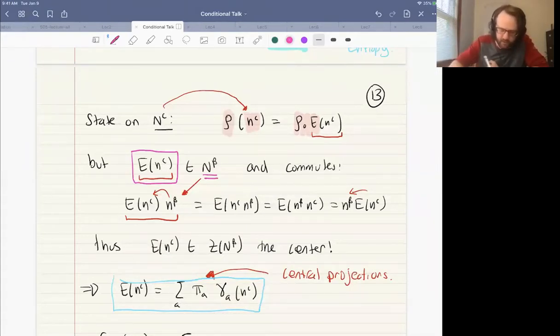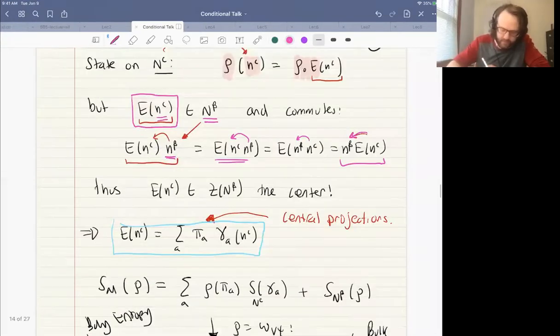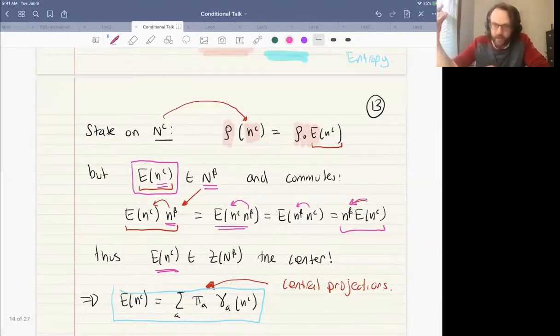But then if I consider the following equation, if I apply N beta on here, I can put it inside the conditional expectation just by using this bimodule property. But because N^C, the relative commutant, commutes with N beta, I can commute N beta through here, and then pull it out using the bimodule property. So at the end of the day, you see that N beta commutes with E. So indeed, E applied to the relative commutant is in N beta, but it's also in the commutant. That means it's in the center of the algebra.